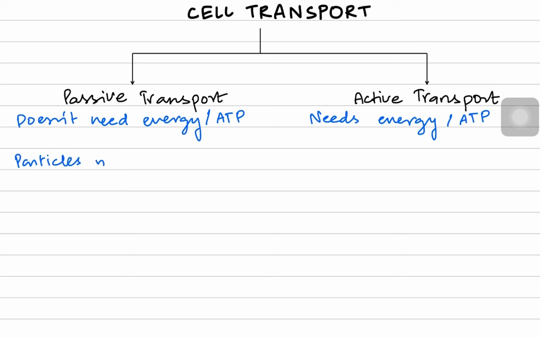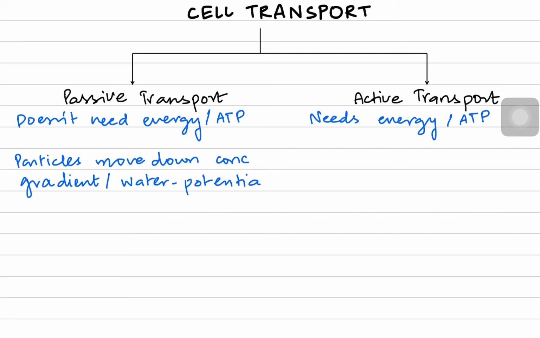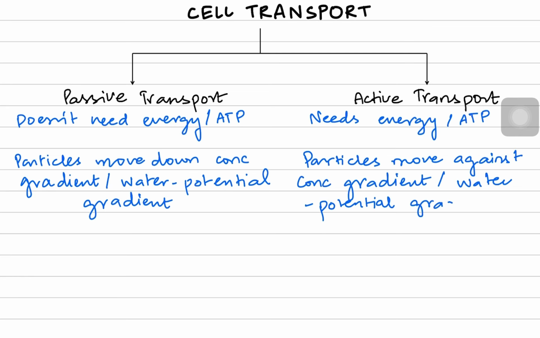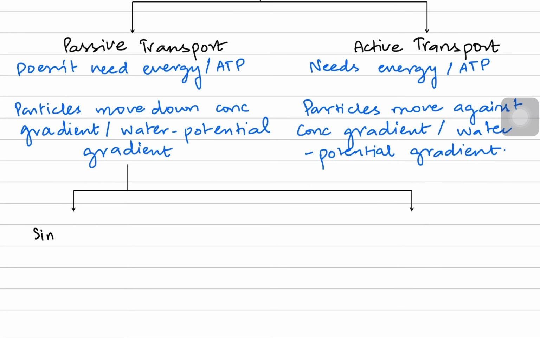Passive transport means that particles are moving down the concentration gradient. Or, for osmosis, we say water potential gradient. So particles move down the concentration gradient or the water potential gradient in passive transport, meaning from higher to lower, and in active transport they move against the concentration or water potential gradient.